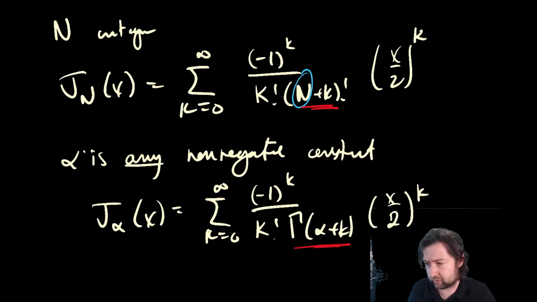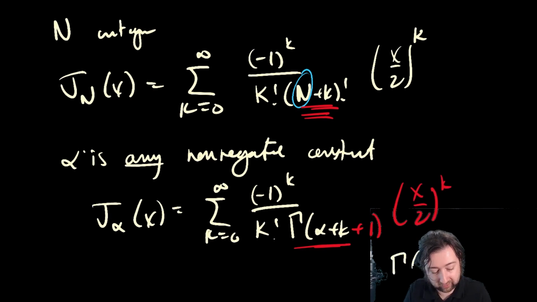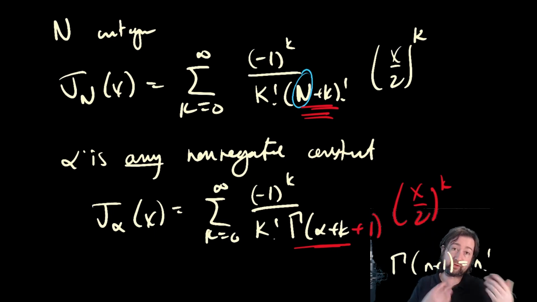And there's one more modification that I missed here. So I've made a slight mistake, which is that because of the way the gamma function works, I had an n plus k factorial here, so I actually need to plug in one higher value. So it can't be alpha plus k. It has to be alpha plus k plus 1. Because gamma of n plus 1 was equal to n factorial. So if I want factorials to match, I have to put an extra plus 1 in there.